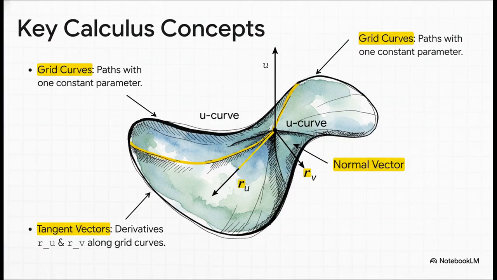We analyze our surface by looking at what are called grid curves. Imagine for a second you hold v totally constant and only let u change. What you get is a curve traced across the surface. The partial derivative with respect to u, which we call r_u, is just a vector that's tangent to that curve. And you can do the exact same thing for r_v. Together, these two tangent vectors define a tiny little tangent plane on the surface at any point. And from them, we can find the super important normal vector.